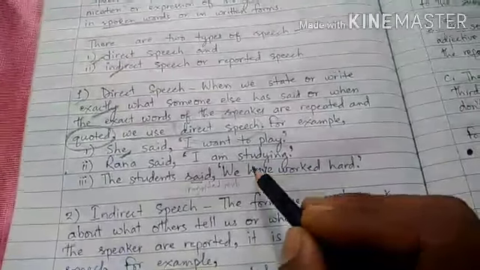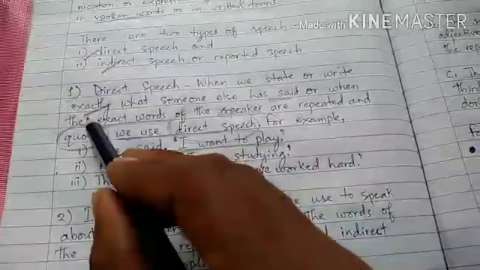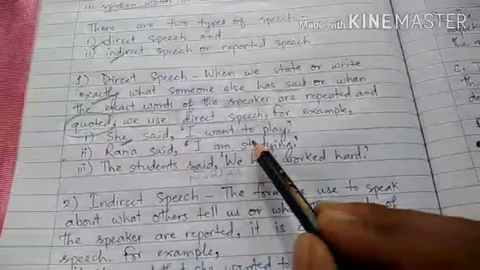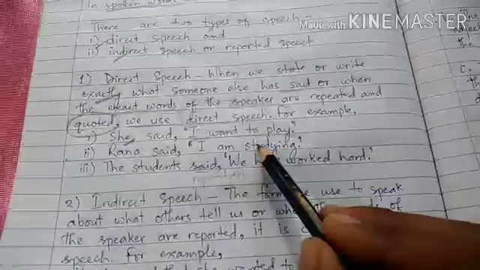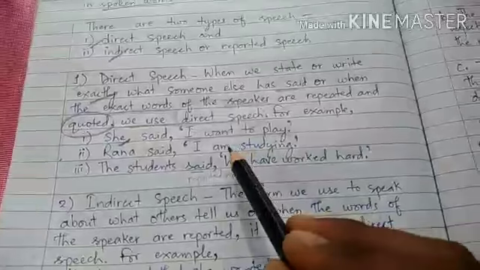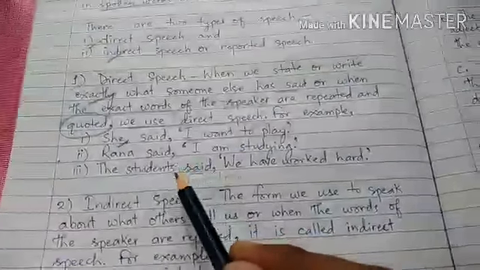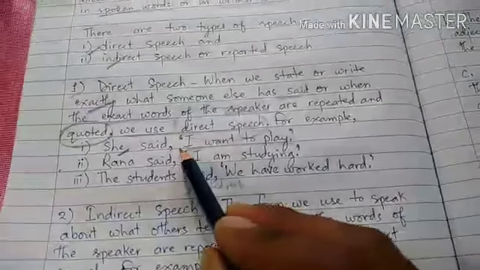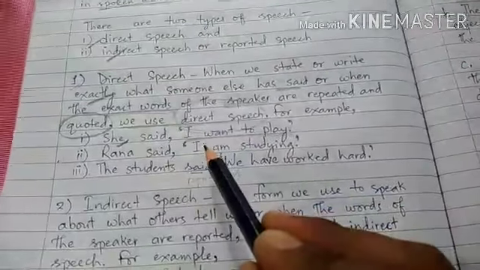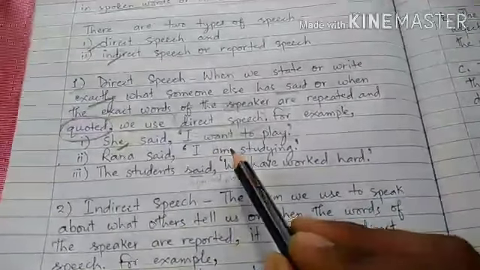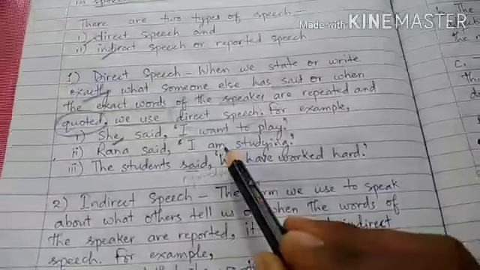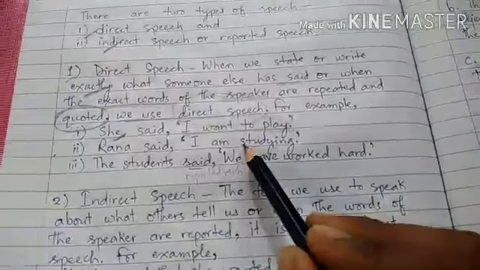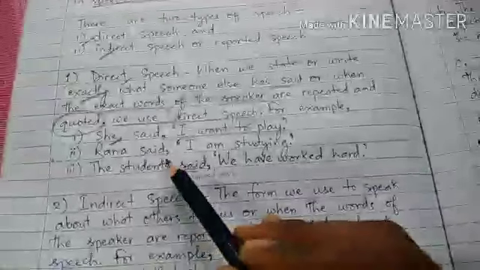Direct speech. Okay, so I would again like to repeat that if we write the words exactly how the speakers have spoken or how the speakers have said, then the sentences we write using quotation marks with the words spoken by the speakers, then the sentences are in direct speech. Okay, I hope you have understood this direct speech.